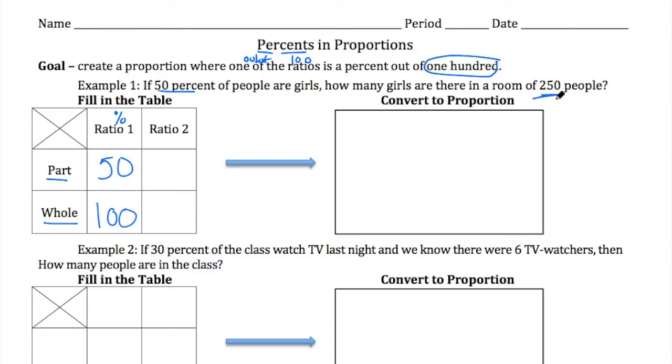Now we have the number 250. Is that a part or a whole? That's the big question we have to answer in a lot of these: is the other number going to be a part or a whole? In the room, in the whole group, that's going to be our whole, and so we're looking for x here. Okay, so we convert that over to a proportion.